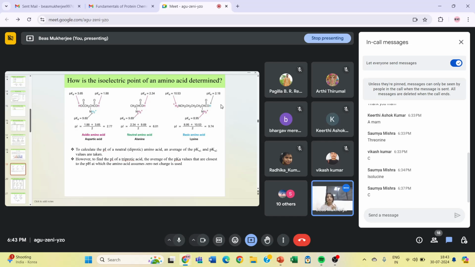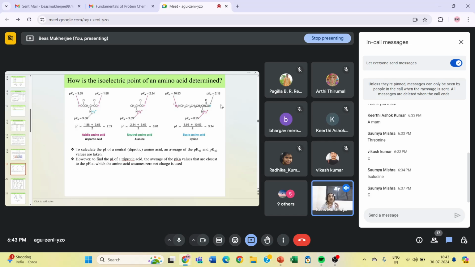So see, pKa1 for that is 3.65. Now pKa1 is always for your alpha carboxylic acid. Okay, pKa1 is always for the alpha carboxylic acid. pKr in this case is your 1.88, which is for the R side chain.